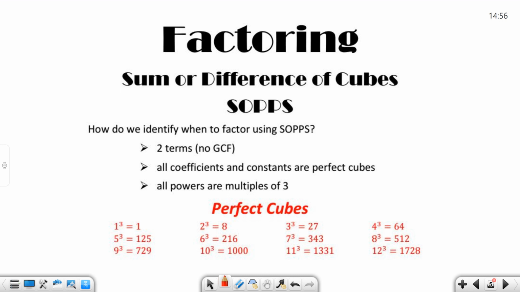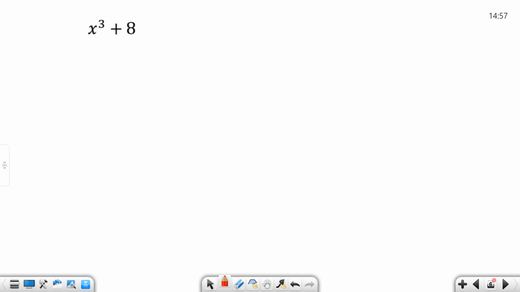So your perfect cubes up to 12 cubed are listed here. 4 cubed is 64, 8 cubed is 512, 12 cubed is 1728, 11 cubed is 1331. Just look at that, take a picture of it if you want to. I'm about to turn the page, but take your phone and take a picture so you have those readily available. You may know them by heart. If you don't, that's fine. But you need to be familiar with them so that if you see 343, you go, oh, wait a minute, that's 7 cubed. Maybe this is SOPPS.